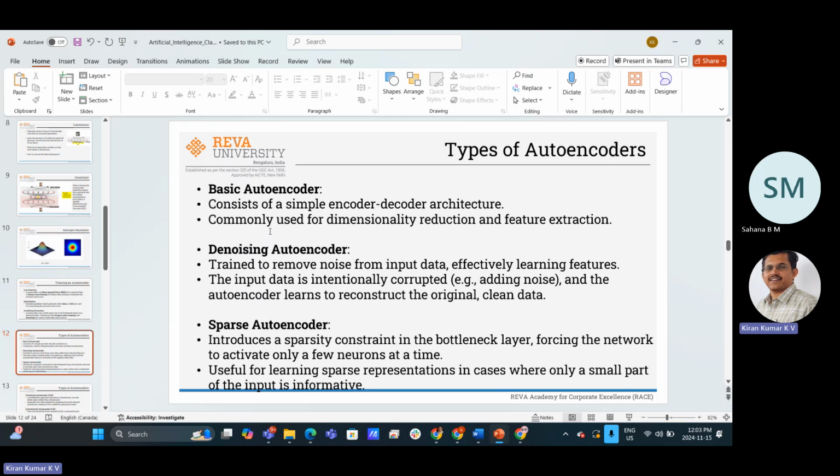I forgot to mention, in the example we used a dense network, but in some autoencoders we can use CNNs, especially with respect to images. Two layers, three layers, four layers, but the same number of layers should be present in the decoder also. It should be a mirror image. Otherwise you won't get the output.